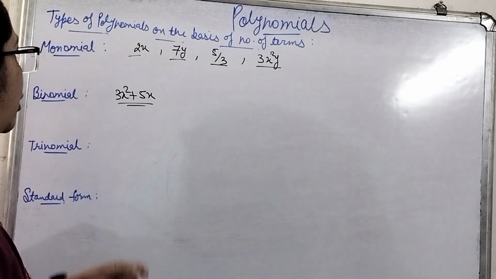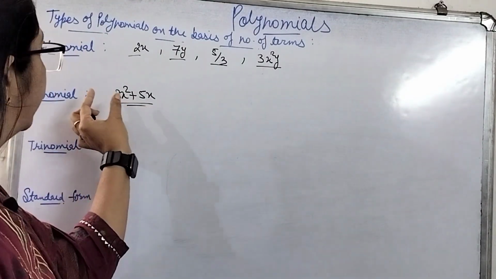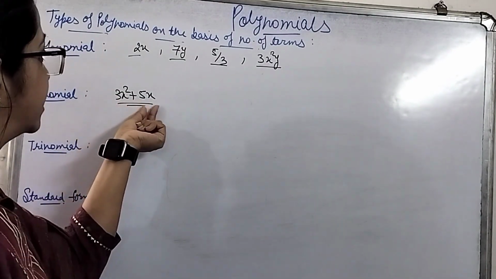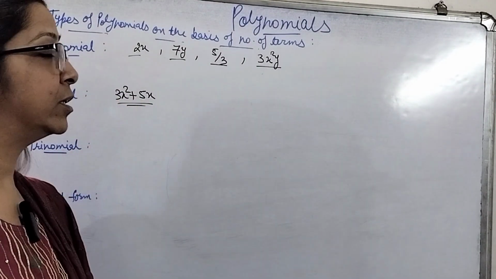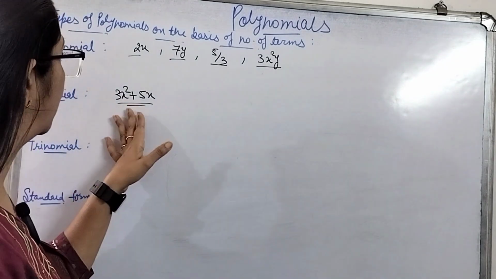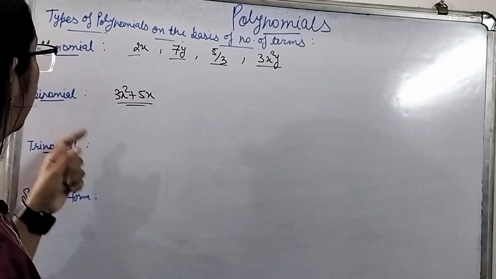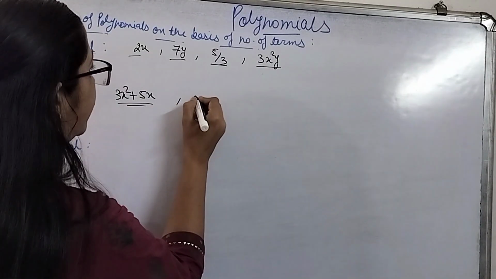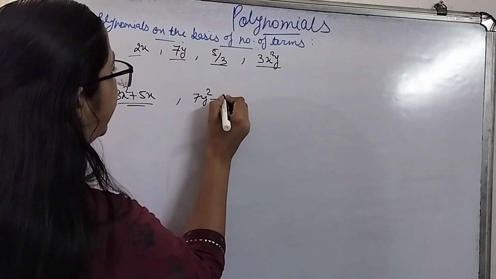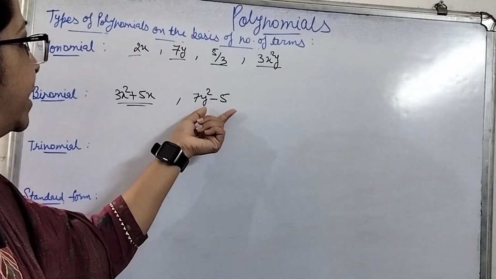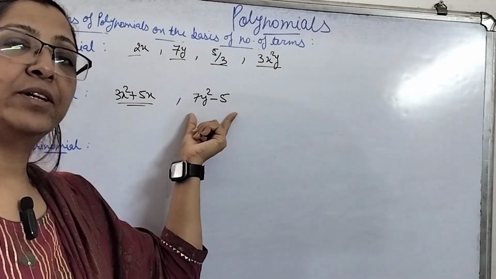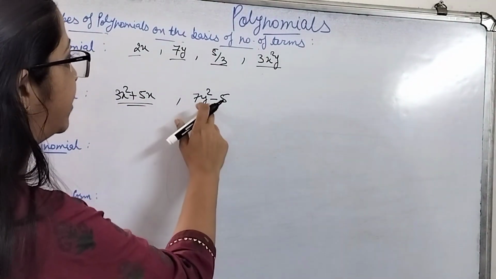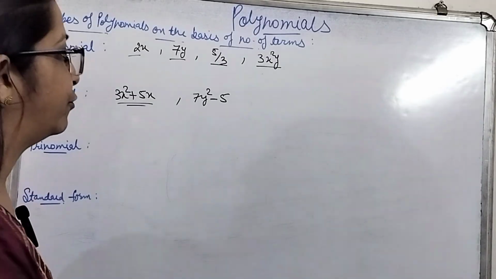In this polynomial, there are two terms. 3x² is one term, 5x is another term. So if the number of terms in any polynomial is 2, then such polynomials are known as binomial. Another example could be 7y² − 5. This is also an example of binomial because it also has two terms. One is 7y², another is −5.